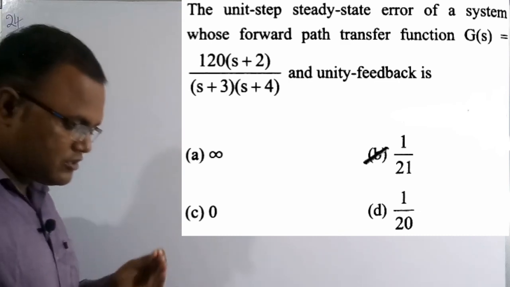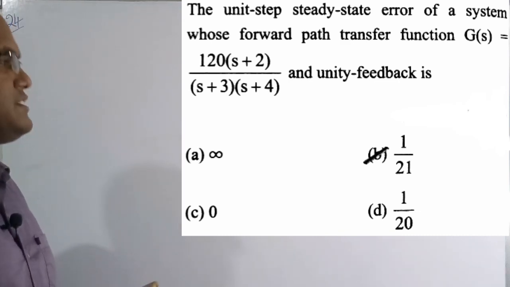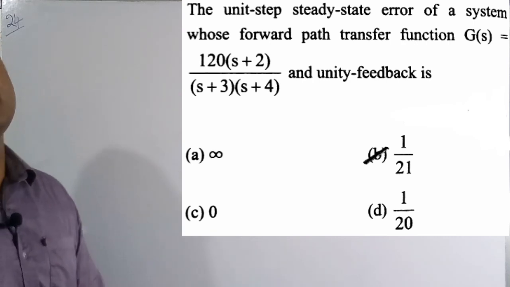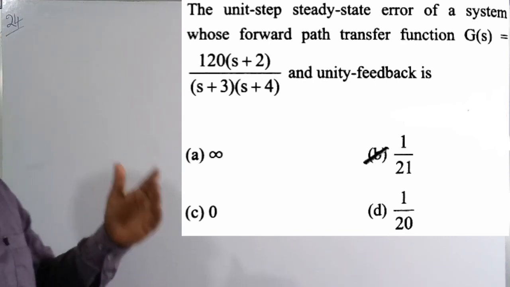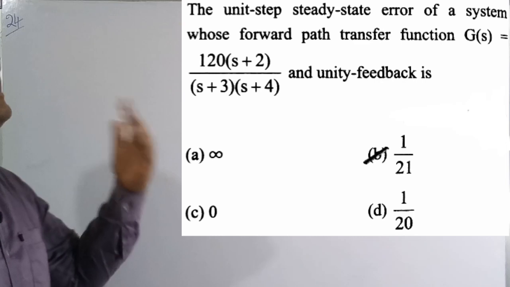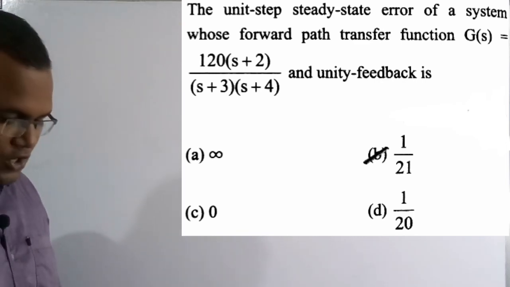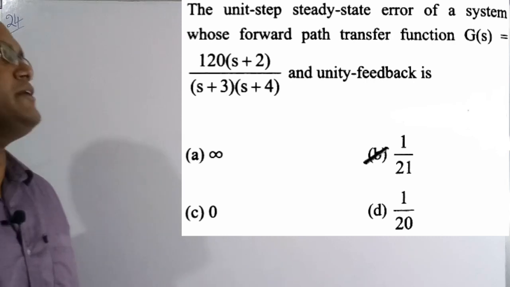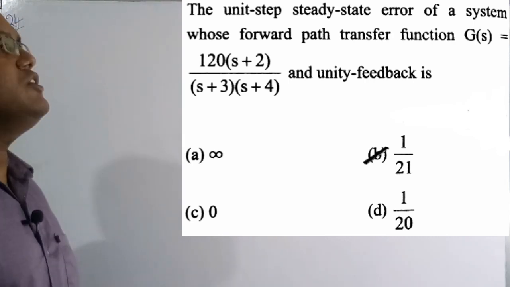So based on this, for a unit step input, we have to find what the steady state error is. So at steady state, what is the error between the output and the desired value we need to figure out. So what are the four options? Option B is the correct solution of this question, which is 1 by 21. So let's solve this numerical.